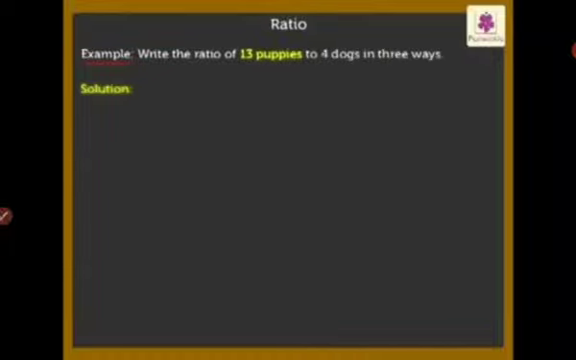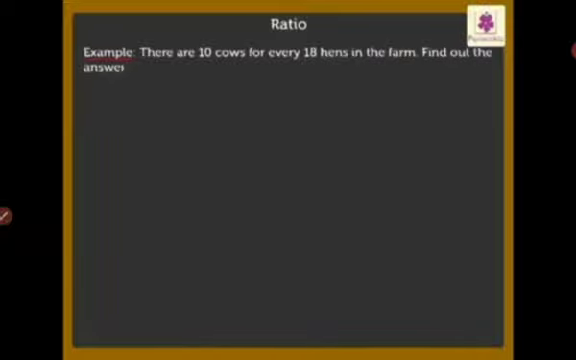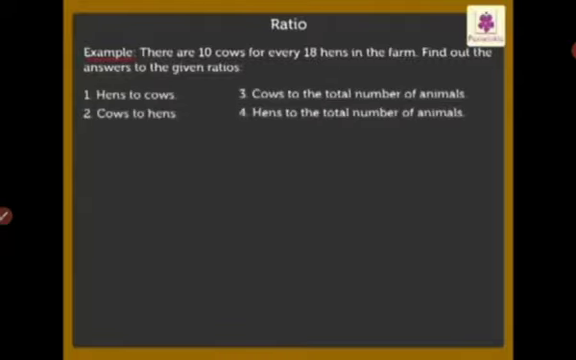The ratio for 13 puppies to 4 dogs can be written as 1. 13:4, 2. 13, then colon, then 4, and lastly 13/4. Now let's solve a story problem. There are 10 cows for every 18 hens in the farm. Find out the answers to the given ratios.